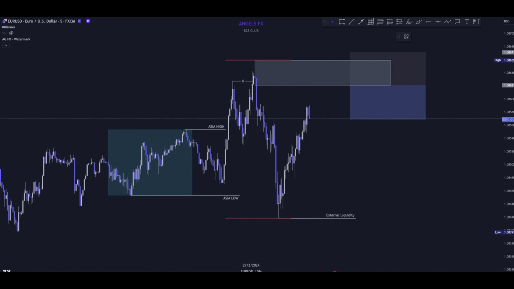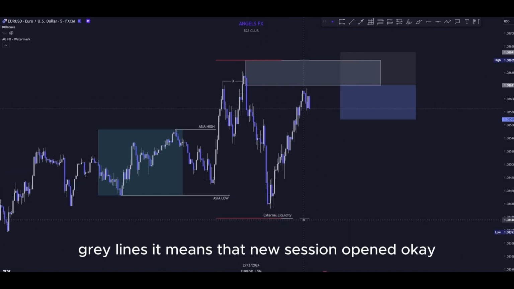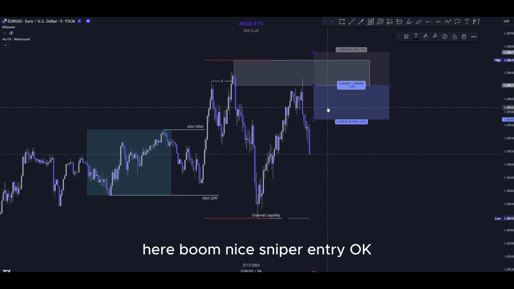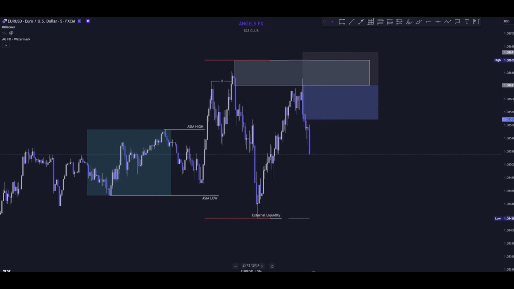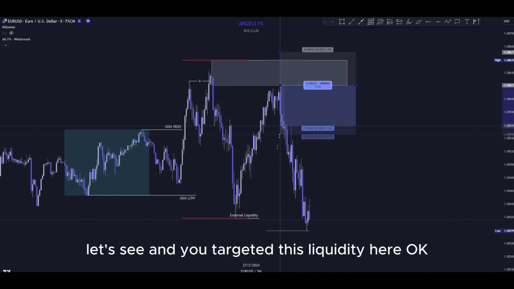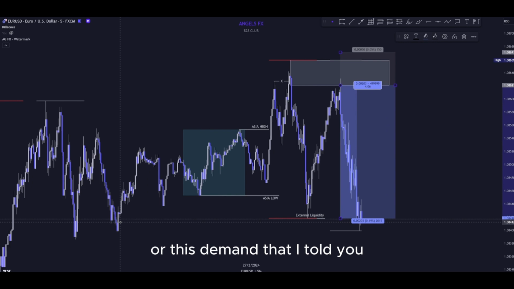Okay, I'll show you another. You can see here gray lines. It means that the New York session opened. So now we enter here. Boom, nice sniper entry. Okay, let's see, and you targeted this liquidity here, or this demand they told you.